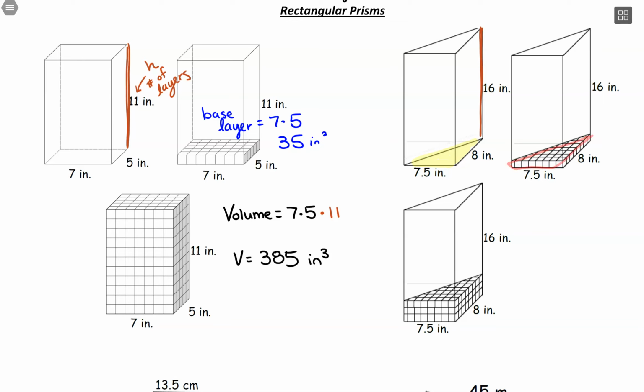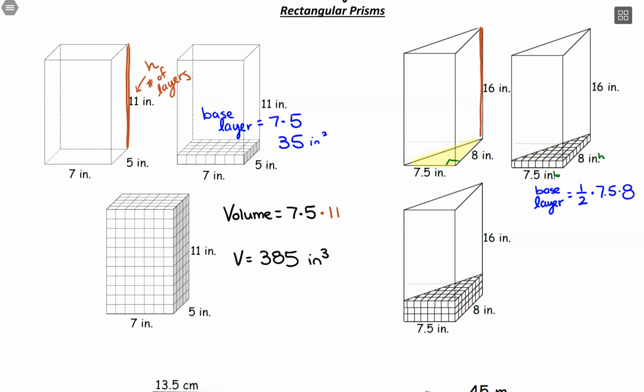So here you can see a visual for just this base layer coming through. And with this base layer, it's a triangle. So we would take 1/2, and then in terms of the triangular formula, we'd have this base times height. So this is a right triangle, I should say that too, that's important here. So base of 7.5 times 8. So 1/2 times base times height would give us the area of that base layer for that triangle.